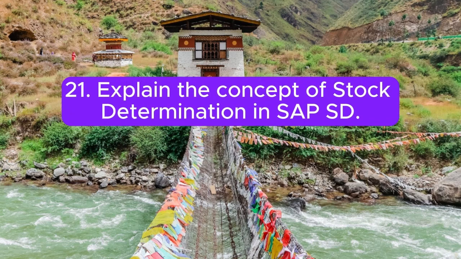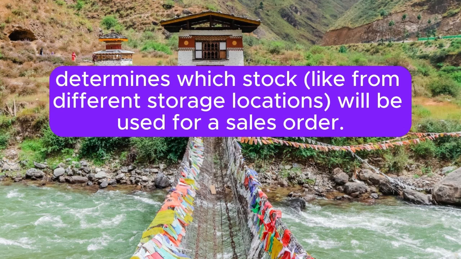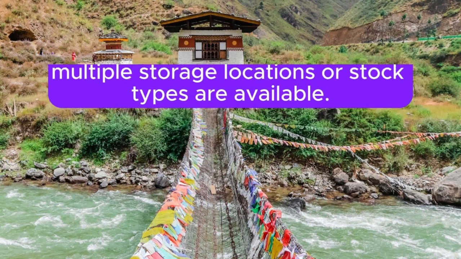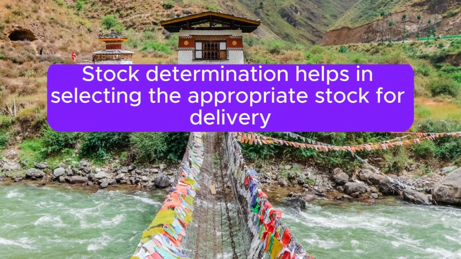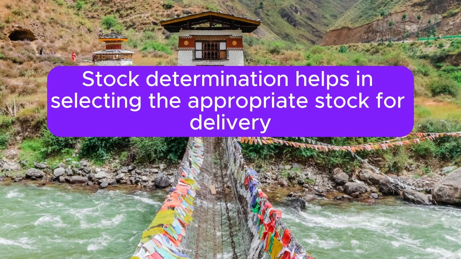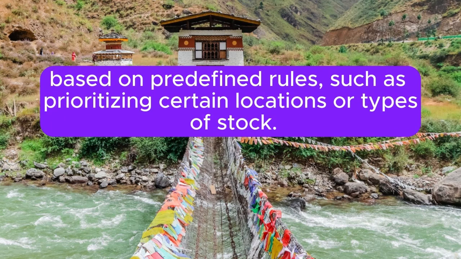21. Explain the concept of stock determination in SAP SD. Answer: stock determination in SAP SD is the process by which the system determines which stock from different storage locations will be used for a sales order. It is crucial in situations where multiple storage locations or stock types are available. Stock determination helps in selecting the appropriate stock for delivery based on predefined rules, such as prioritizing certain locations or types of stock.